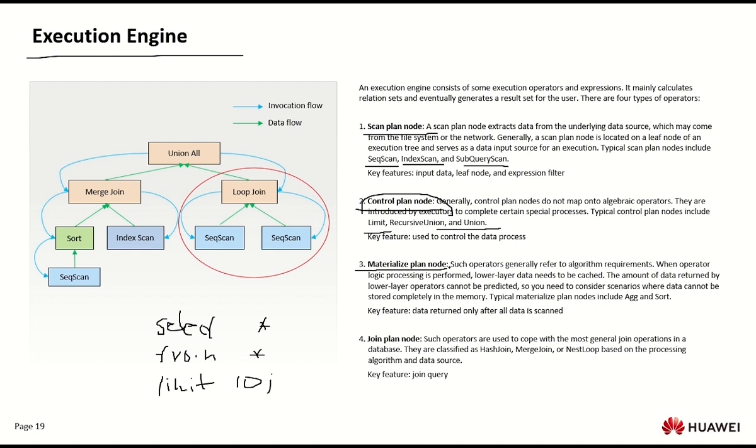Also, we have materialized plan nodes. Some key examples are aggregation and sort. Aggregation means group by, or sum, or average. Sort normally means order by. Also, we have join plan nodes. We can do lots of table joins, like hash join, merge join, and so on.